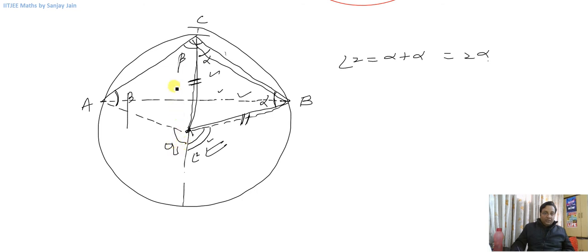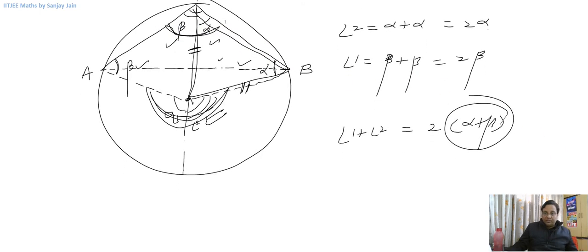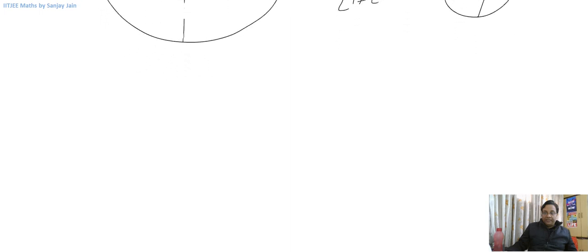And if this is angle 1, this will be equal to beta plus beta, because it is an exterior angle. So it will be equal to the sum of interior opposite angles, so twice of beta. And if I collectively look at this angle, this is angle 1 plus angle 2, and it is twice of alpha plus beta, which is nothing but this angle at the circumference. So again I proved the theorem that the angle subtended at the center by any arc is double of the angle subtended by the same arc at any point on the circumference of the remaining part of the circle.